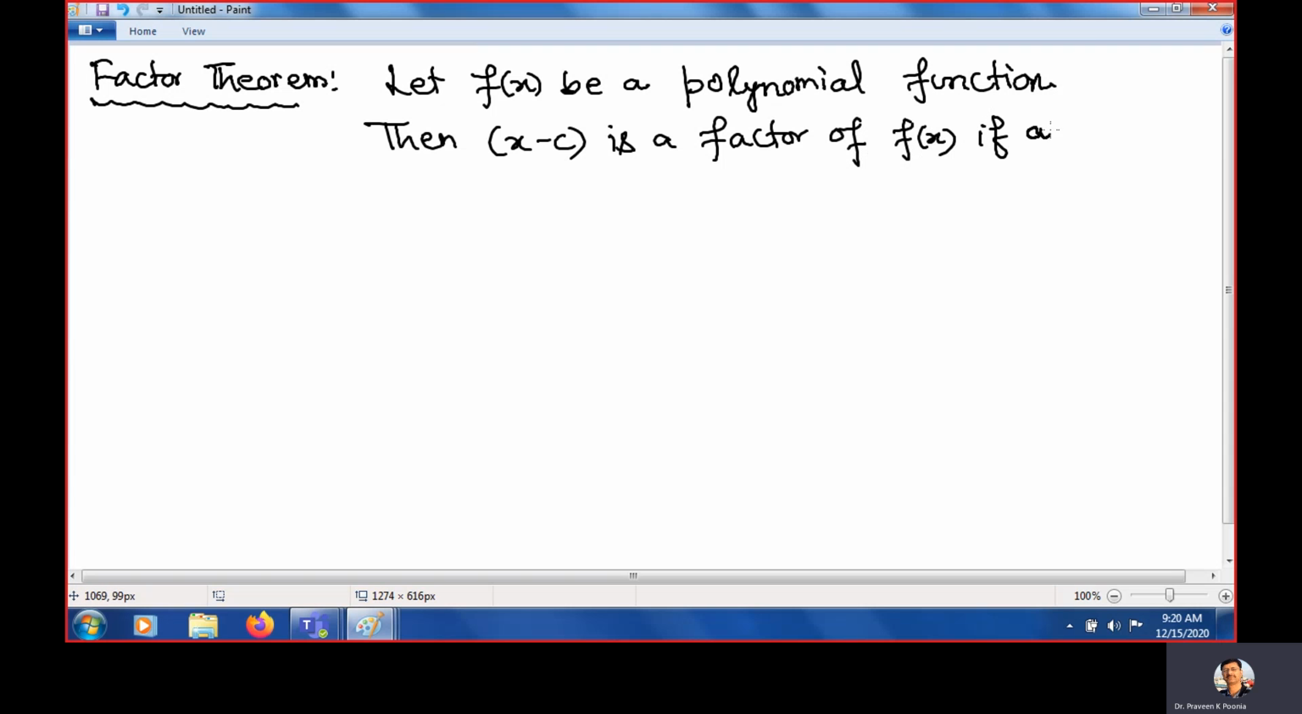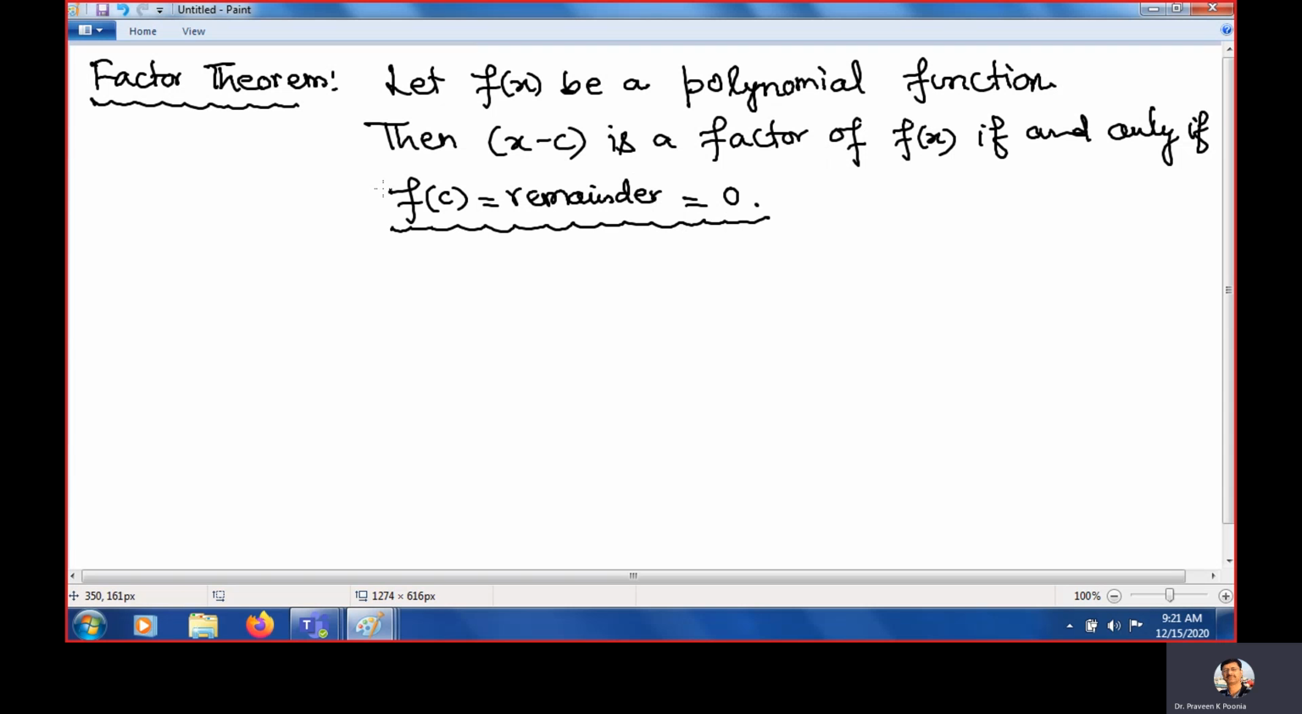if and only if f(c), what do you mean by f(c)? The remainder. f(c) means remainder is equal to 0. So if you are finding whether x − c is a factor, when is it a factor? Now this is the theorem. I have been telling you this in the last two lectures, that if the remainder is 0, the divisor is a factor of the polynomial function f(x). Clear?